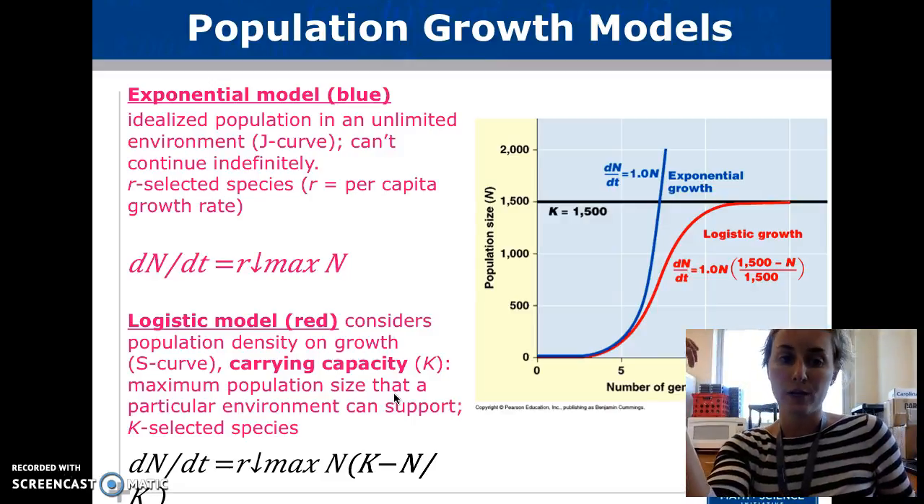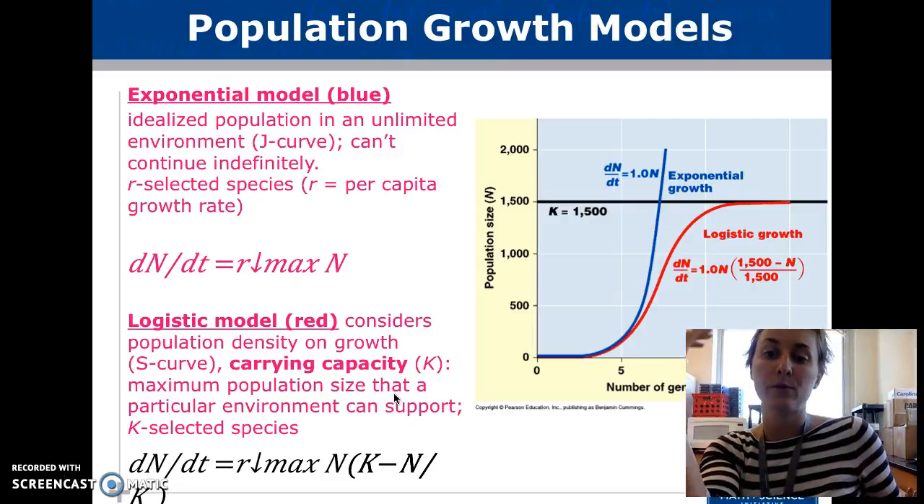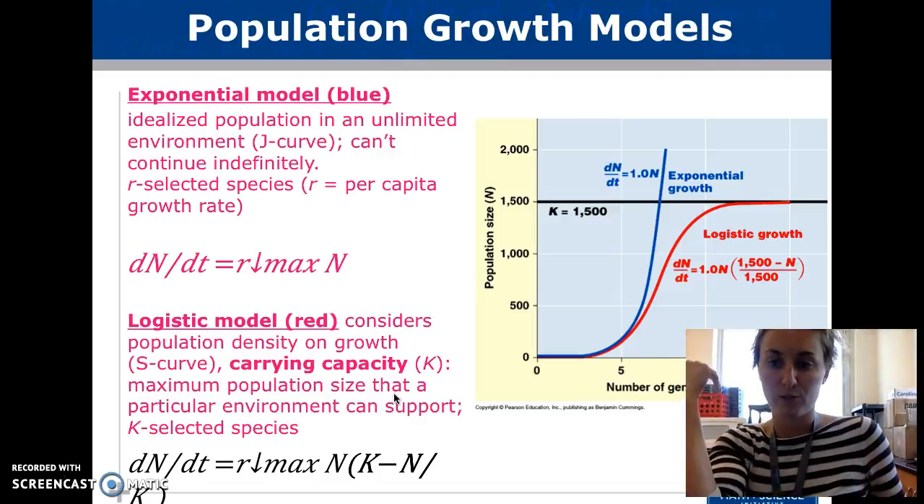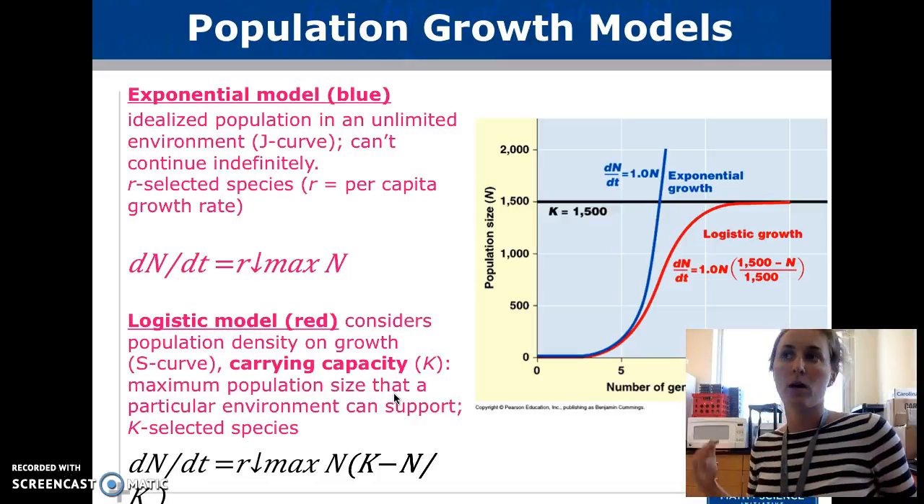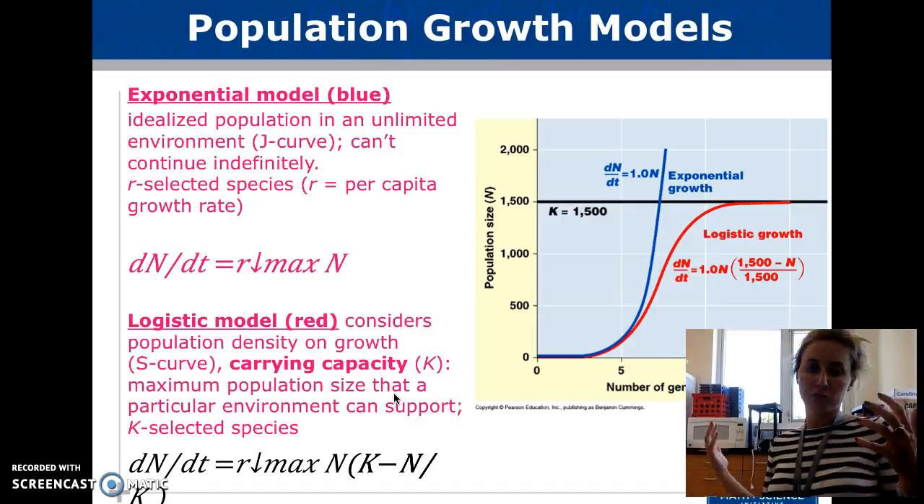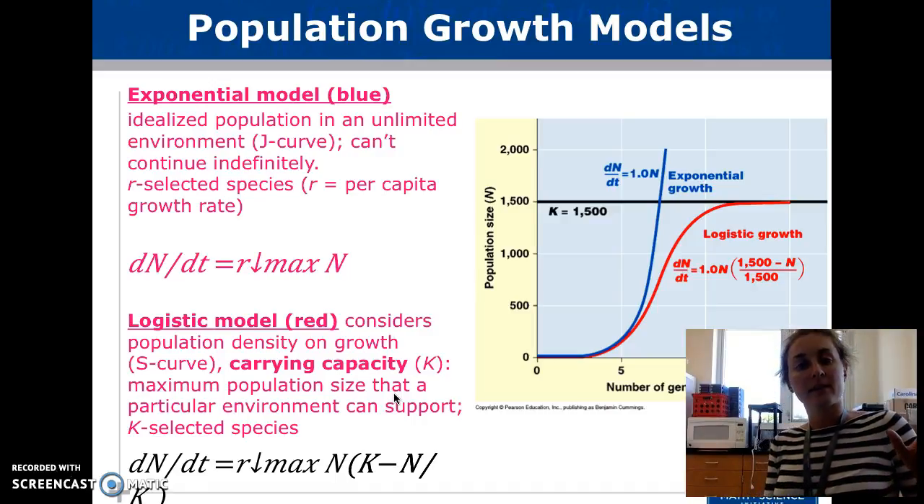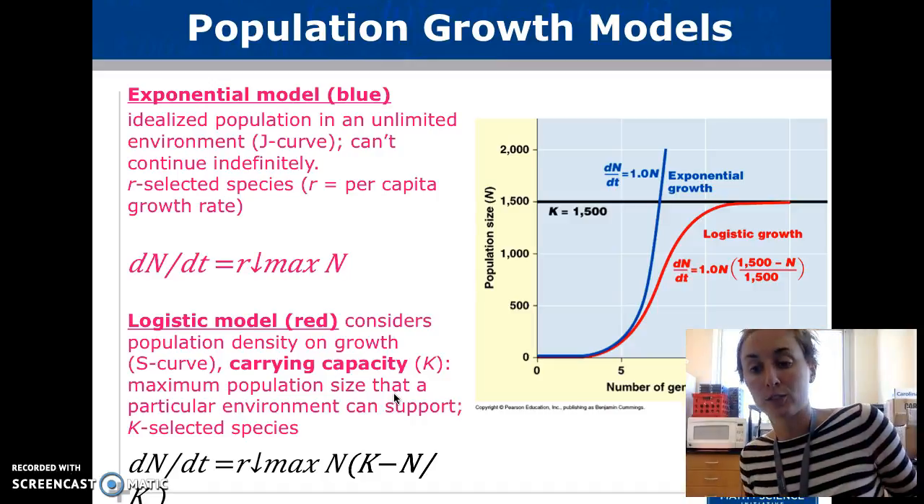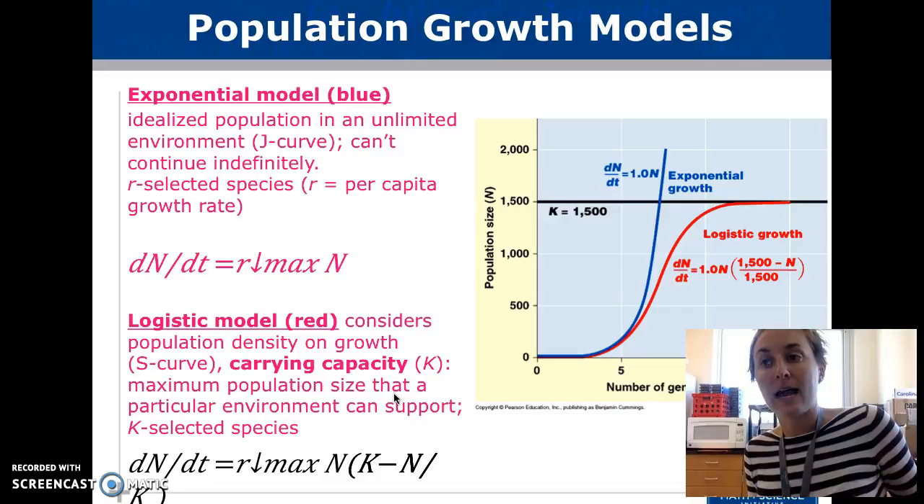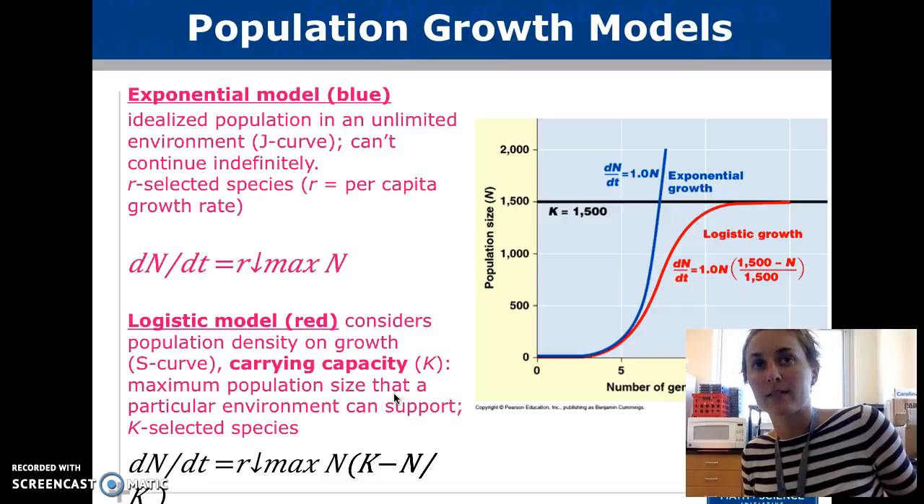We call it a J curve, and this is what would happen if there were no limiting factors. So if there was a ton of food, ton of water, ton of everything. Basically what would happen is our species would just continue getting huge. This cannot happen. The idea is that there is a direct correlation between size of population and rate. What that means is that as my population gets bigger, the speed of how big it gets increases.